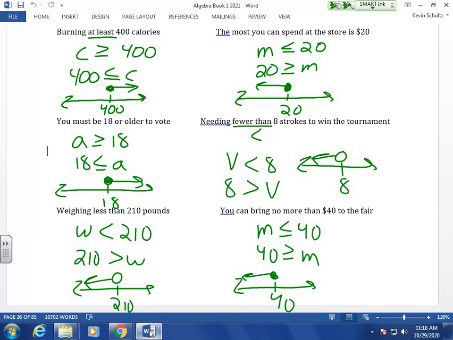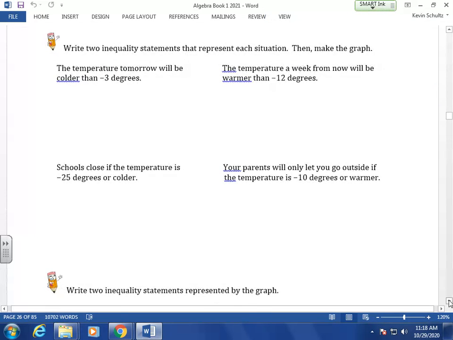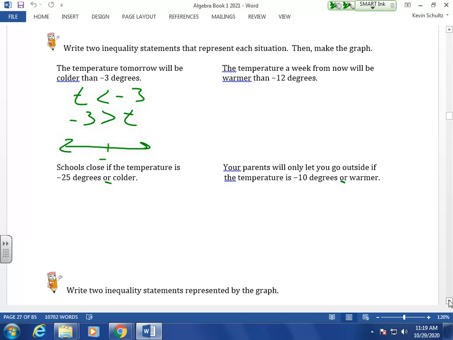Okay. Next page, we kind of went into temperature. I told you that you'd be using each inequality symbol once. So one of the hints that you can use for greater than or equal to or less than or equal to is if the phrase has an or in it, right? Negative 25 degrees or colder, that's going to be one of those two symbols. But the temperature tomorrow will be colder than negative 3 degrees. So T is less than negative 3, or negative 3 is greater than T. Open circle at negative 3 going to the left.